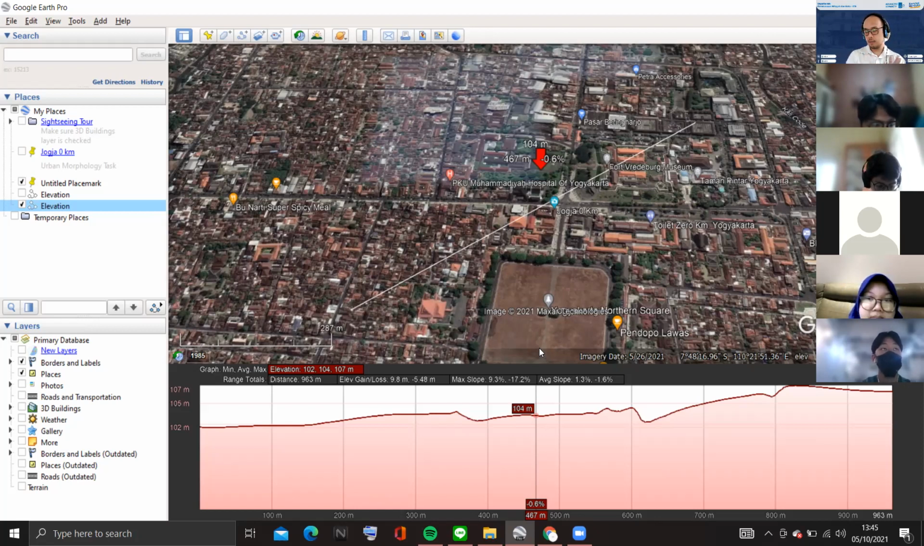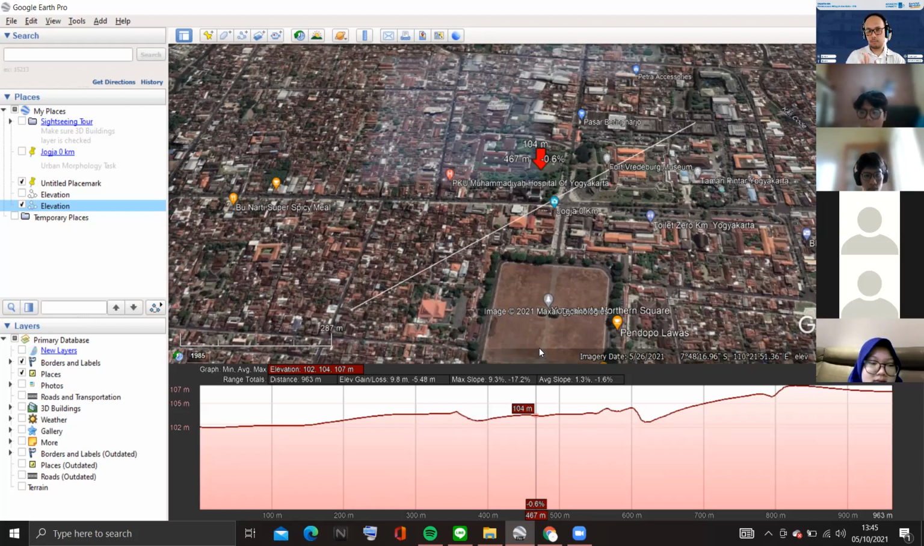Okay, I think for the Denpasar, no, sir. You have pre-colonial images for Denpasar. Is that what you're trying to say? Yes, sir. Okay, thank you.